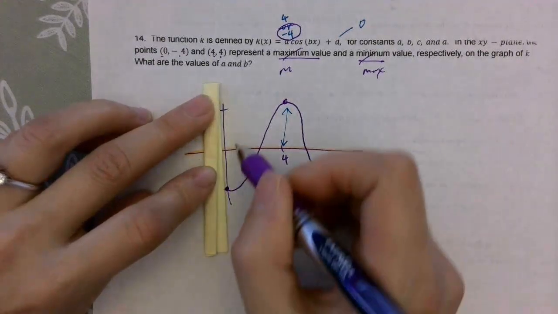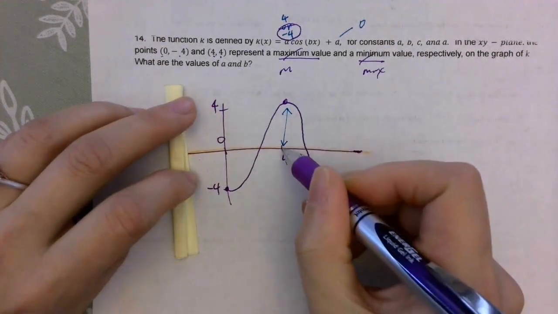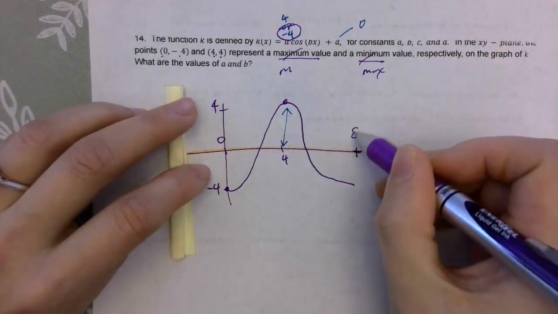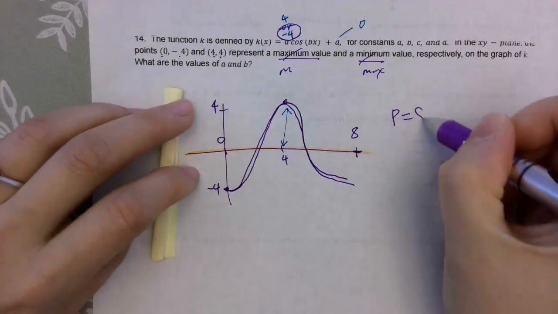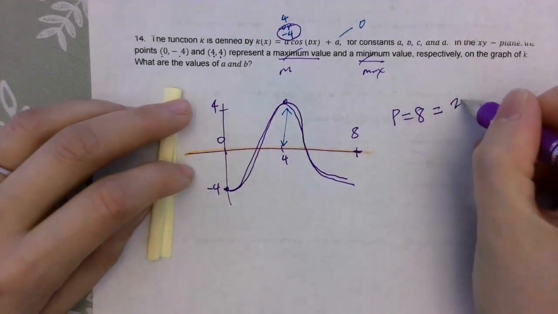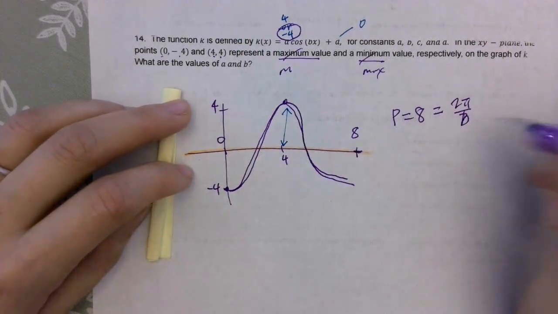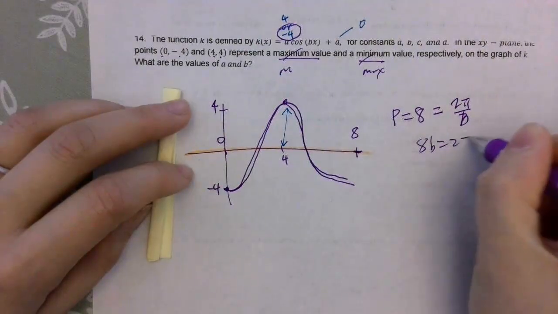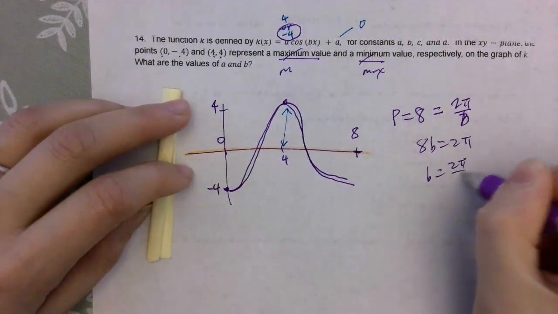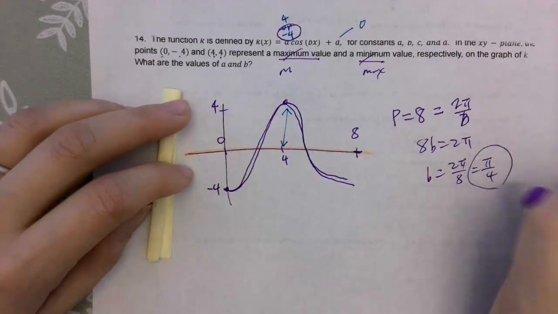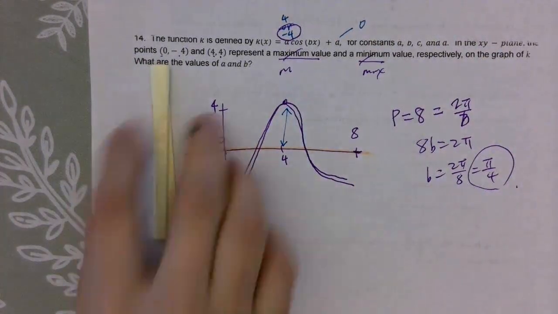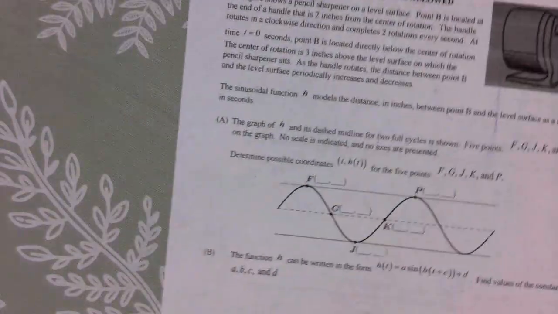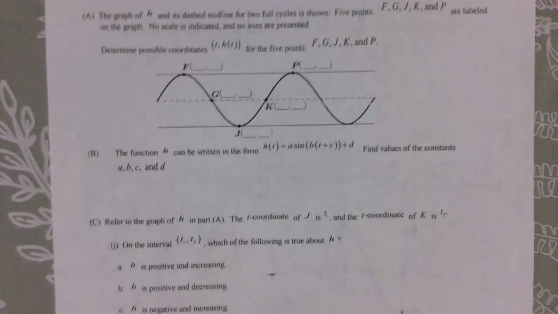Next, the period. Folks, the x value here is 0. X value here is 4. X value here will be 8. So period is 8. How do you find the period? 2 pi over b. So 8b is 2 pi. B is 2 pi over 8. That is pi over 4. So A is negative 4. B is pi over 4. I'm going to make another video for extra practice.